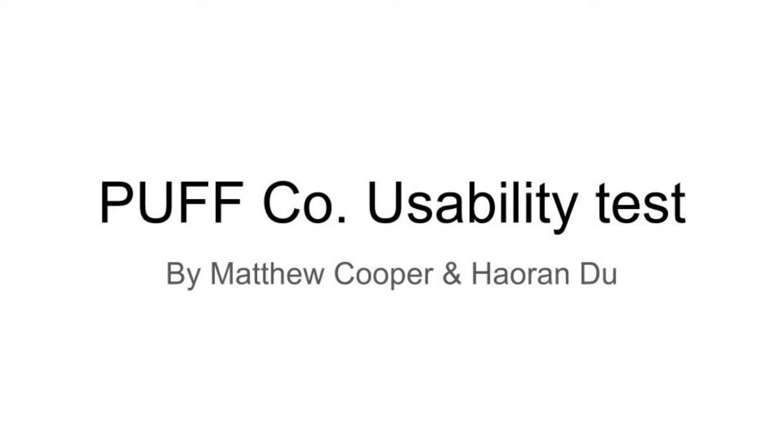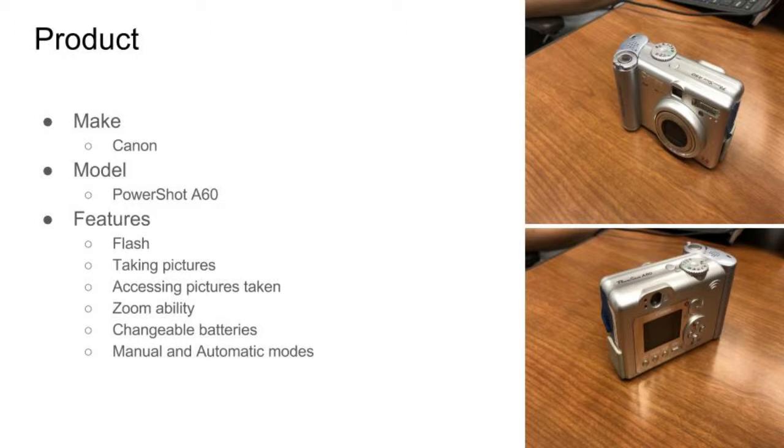This is the Puff Company Usability Test by Matthew Kuber and Haoron. Our product we're first focusing on is the PowerShot A60 by Canon, and it has the basic features like the flashing, taking pictures, accessing pictures taken, zoom ability, changeable battery, and manual or automatic modes.